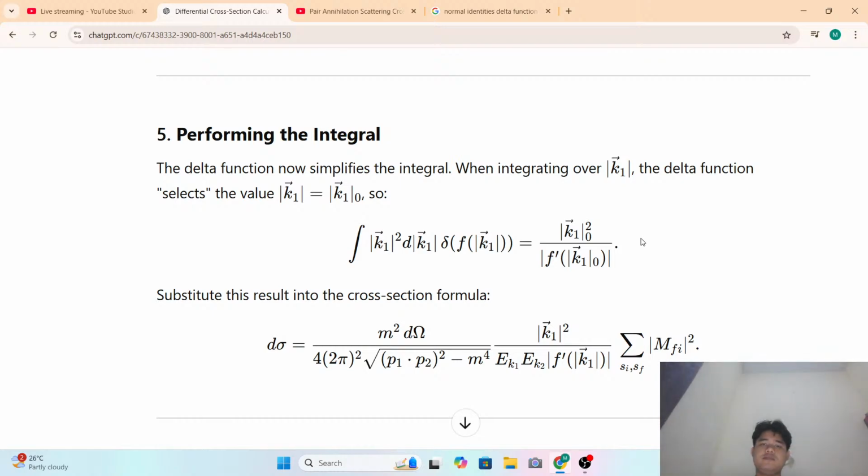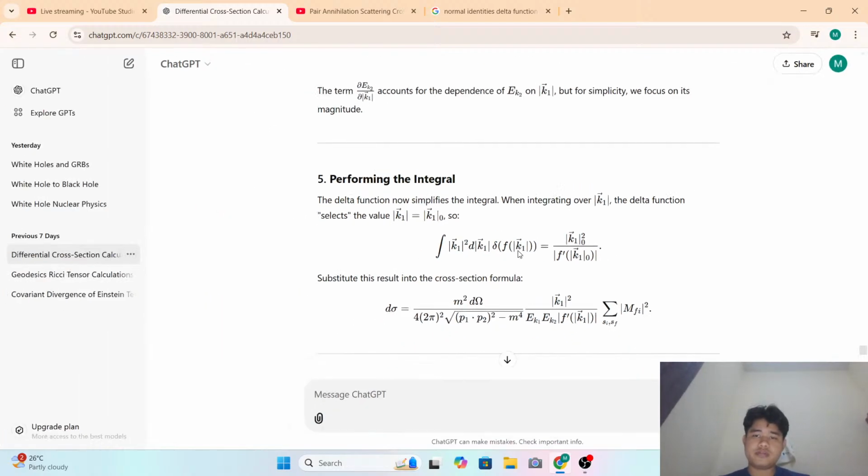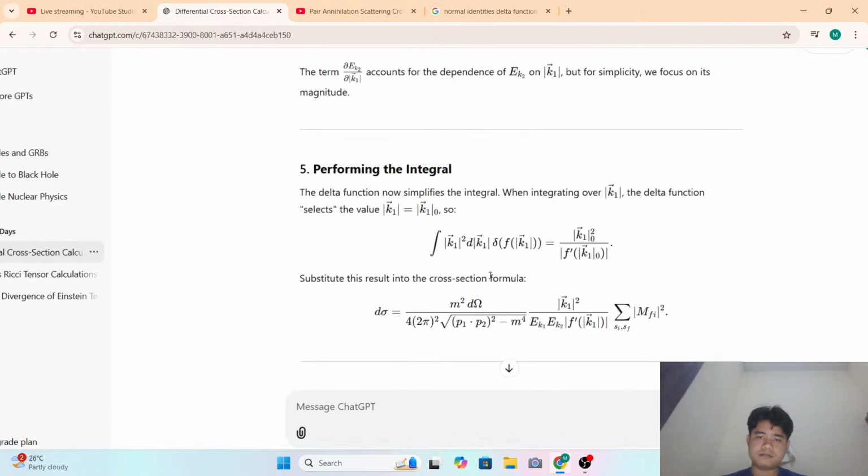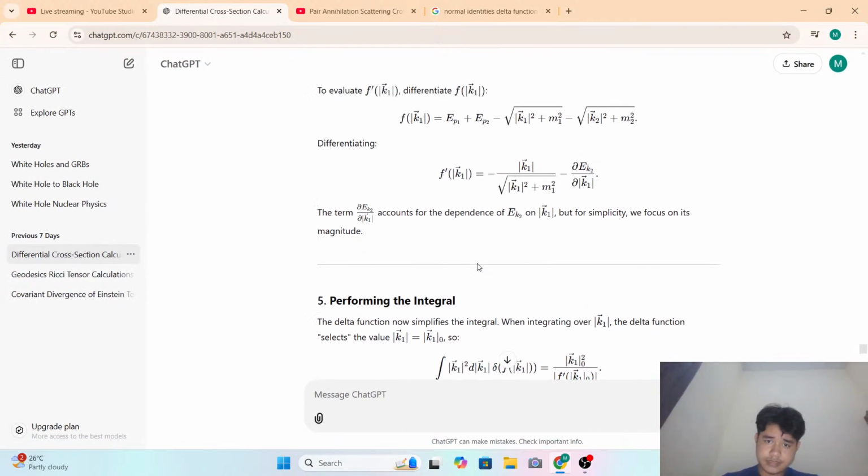The delta function now simplifies the integral. When integrating over k1, the delta function selects the value k1 equals k0. So, okay, I don't understand where this... So annoying.